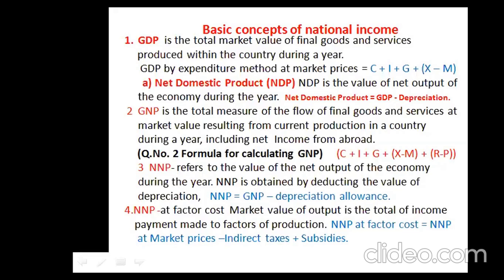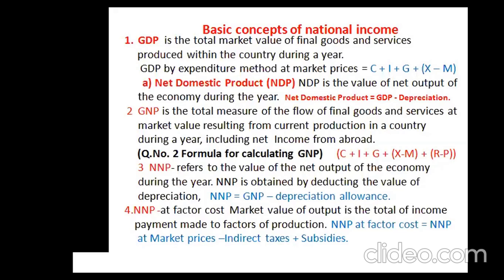So this is the formula for GNP. Next, NNP. NNP refers to the value of the net output of the economy during the year. So we get NNP after making some adjustment from the GNP, that is, reducing the depreciation allowance and other wastages.